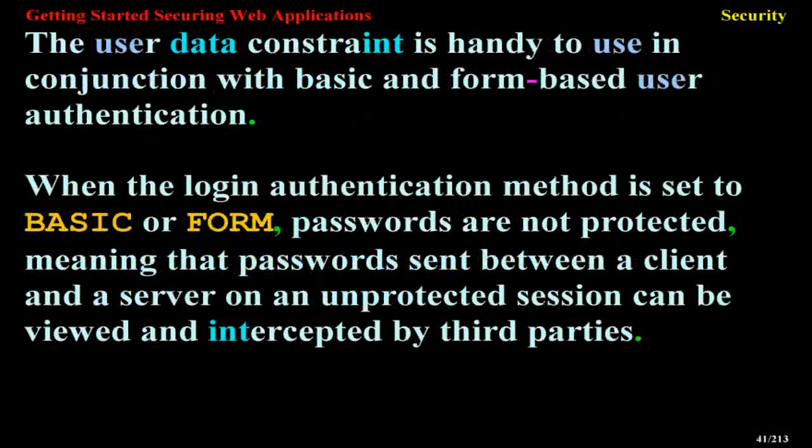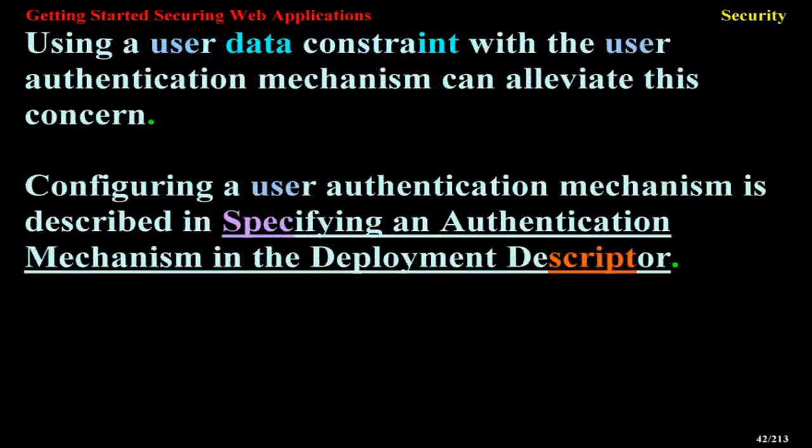The user data constraint is handy to use in conjunction with basic and form-based user authentication. When the login authentication method is set to basic or form, passwords are not protected, meaning that passwords sent between a client and a server on an unprotected session can be viewed and intercepted by third parties. Using a user data constraint with a user authentication mechanism can alleviate this concern. Configuring a user authentication mechanism is described in specifying an authentication mechanism in the deployment descriptor.